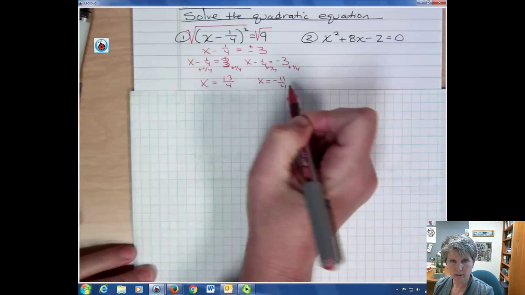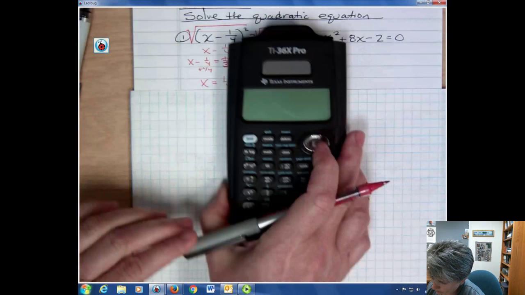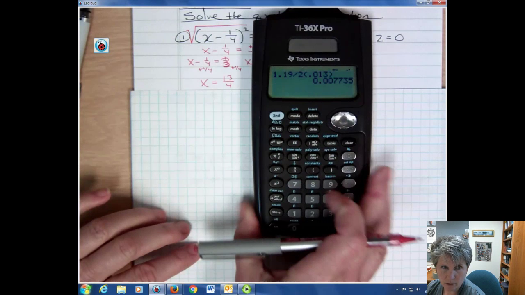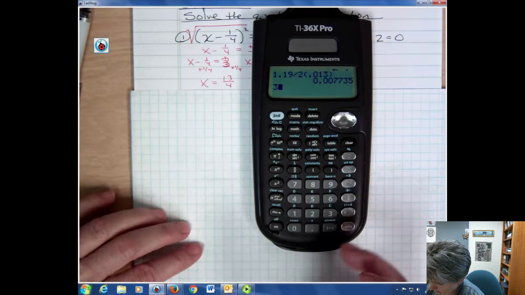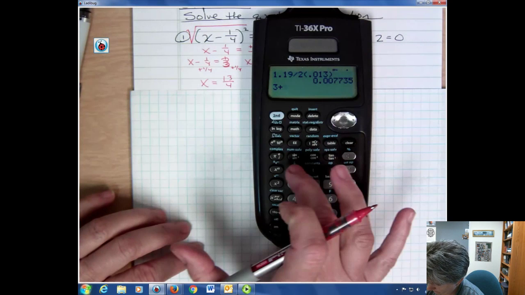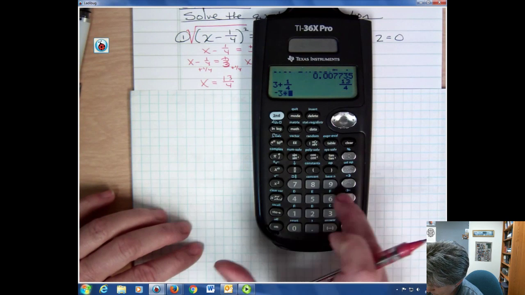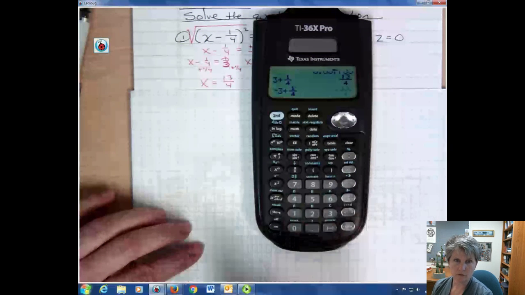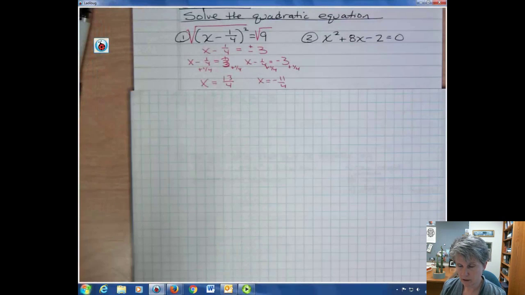And for those of you that don't do fractions very well in your head, you can do that on your calculator, depending on what calculator you have. Here I'm just going to say 3 plus 1/4 gives me 13/4, or negative 3 plus 1/4 gives me negative 11/4. So I can do that on the calculator, or I can do it in my head. You will have a calculator with you.